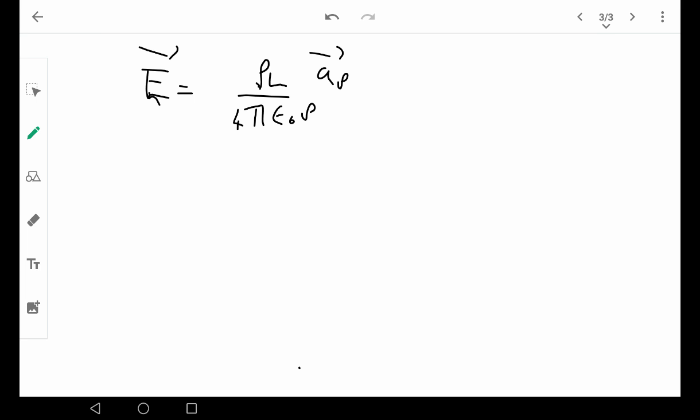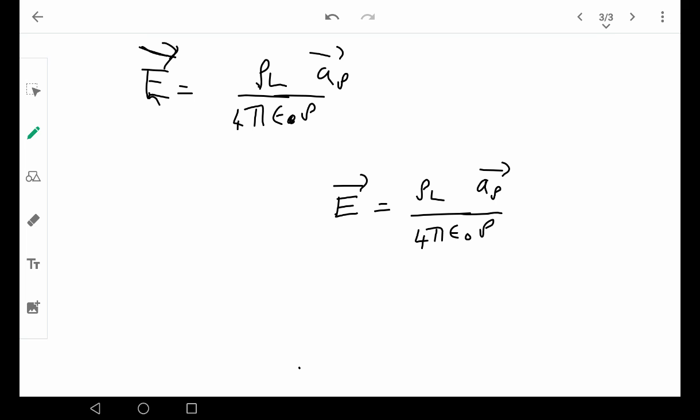Okay. E equal to rho L by 4 pi epsilon 0 rho. That's the equation for the electric field. Understand? You can write it once more clearly: E equal to rho L by 4 pi epsilon 0 rho.